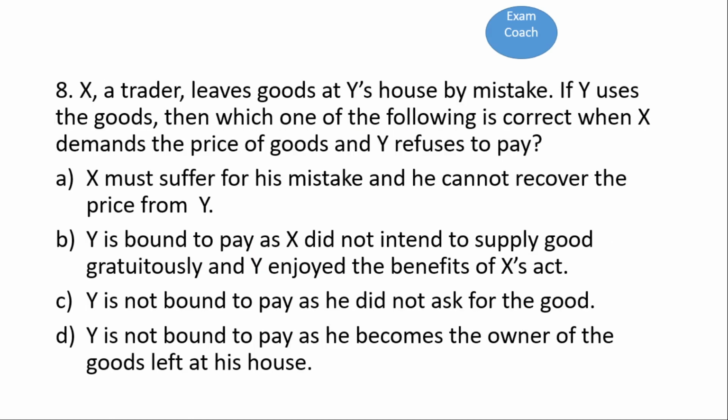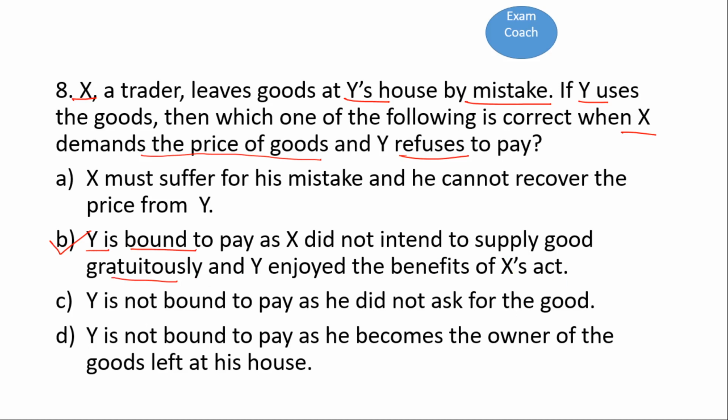Next question is, X, a trader, leaves goods at Y's house by mistake. If Y uses the goods, then which one of the following is correct when X demands the price of goods and Y refuses to pay? So the correct option is B. Y is bound to pay as X did not intend to supply goods gratuitously and Y enjoyed the benefit of X's act.